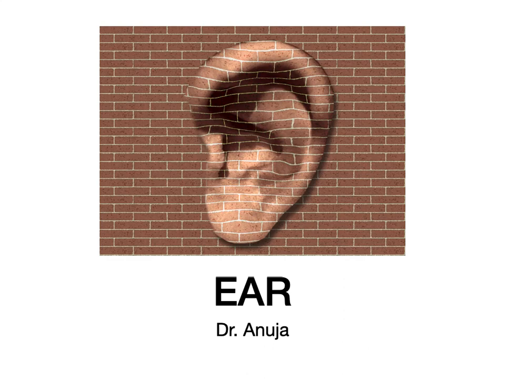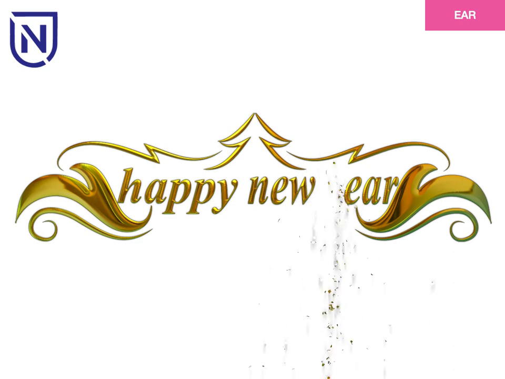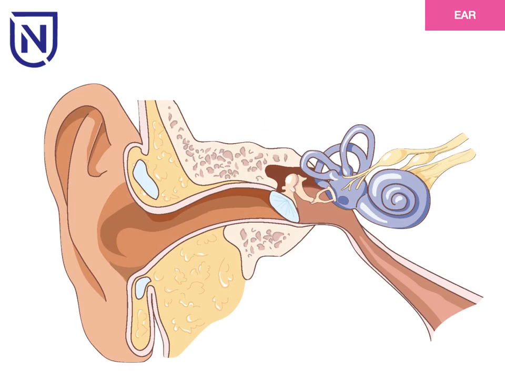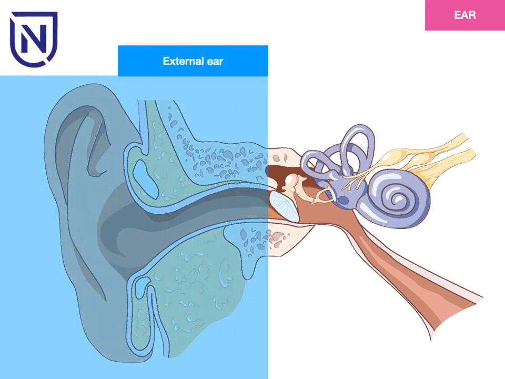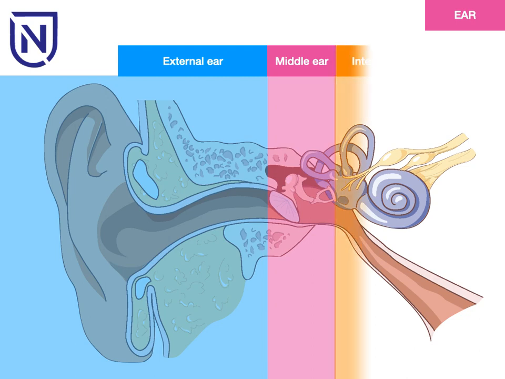Today I am going to tell about the ear. When you see the ear, you have to know it is divided into three parts: external ear, middle ear, and internal ear. They will ask for short notes on this ear.